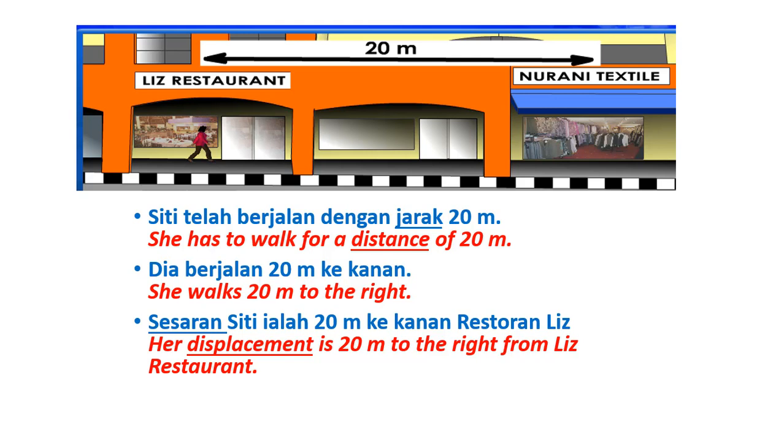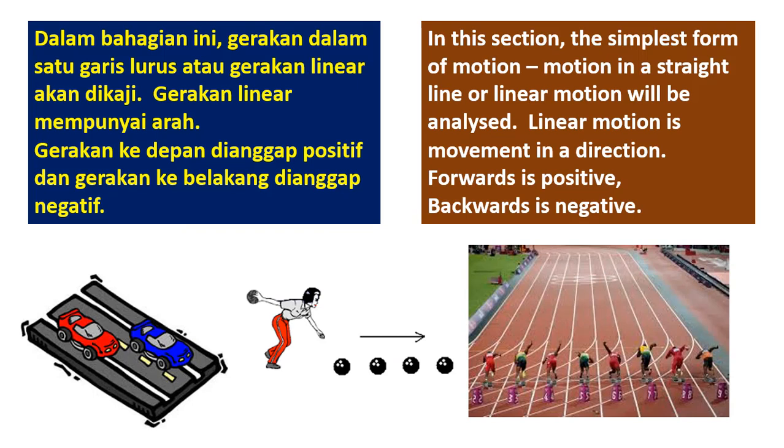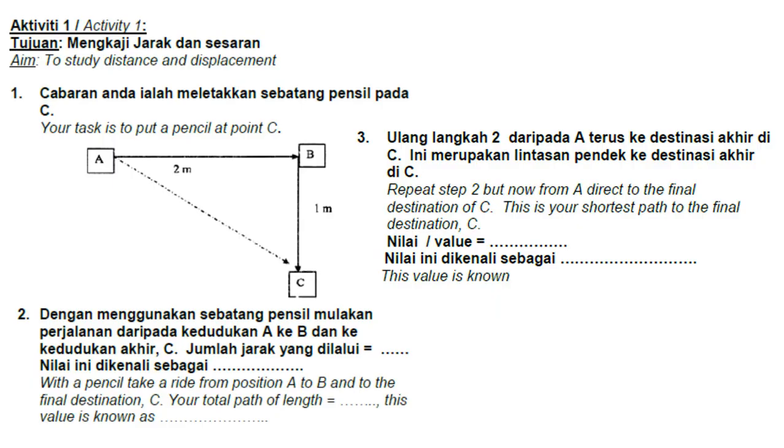So in this section, the simplest form of motion in a straight line or linear motion will be analyzed. Linear motion is a movement in a direction. So I use forward as positive, backward direction as negative. Okay. So we have a first activity.